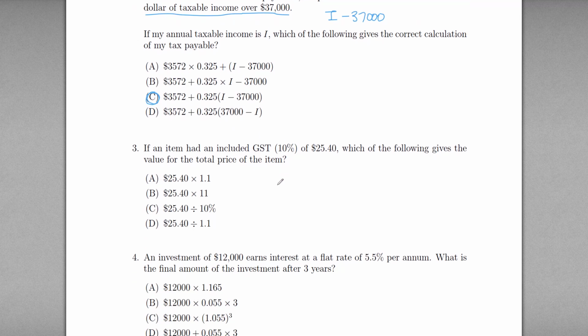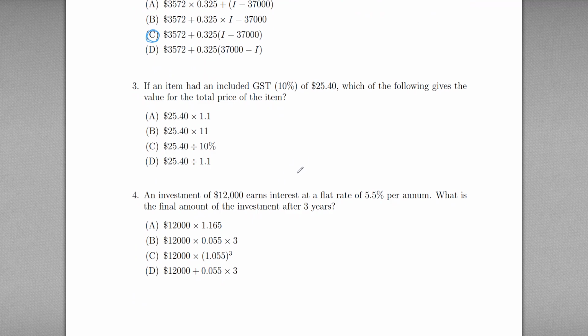Alright, number 3. Include a GST of 25.4, which one gives the value for the total price of the item. So how this GST stuff works, again, a rectangle. Whoops, that's a terrible line. That's slightly better. Alright. Oh man, it's getting late. Okay, so pretend this blob thing is 100% again. That's the price before GST. Then we have the after GST, which means we've added on an extra 10% blob. Okay, and so now that's the final price of the item.